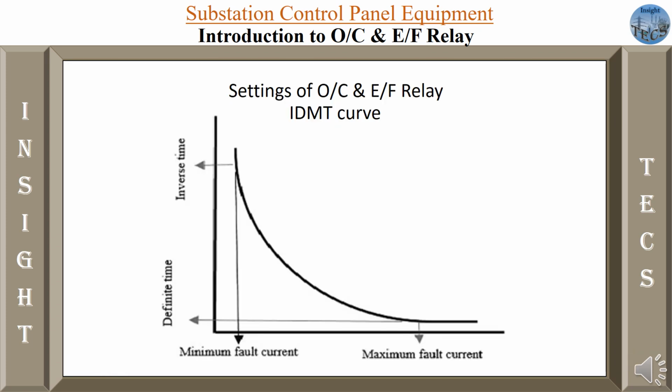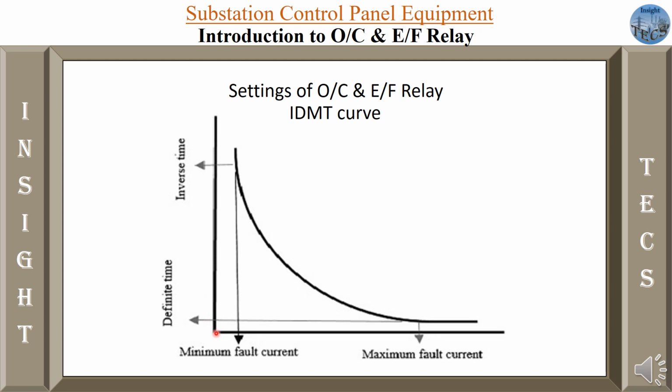Settings of overcurrent and earth fault relay, most interesting topic. So to understand the settings of this relay, we first have to understand what is the IDMT curve. IDMT basically means inverse definite minimum time curve. We are using the IDMT curve for doing the setting of this overcurrent and earth fault relay. What this curve indicates, as you can see over here, is that on the x-axis there is current, and on the y-axis we have taken time.